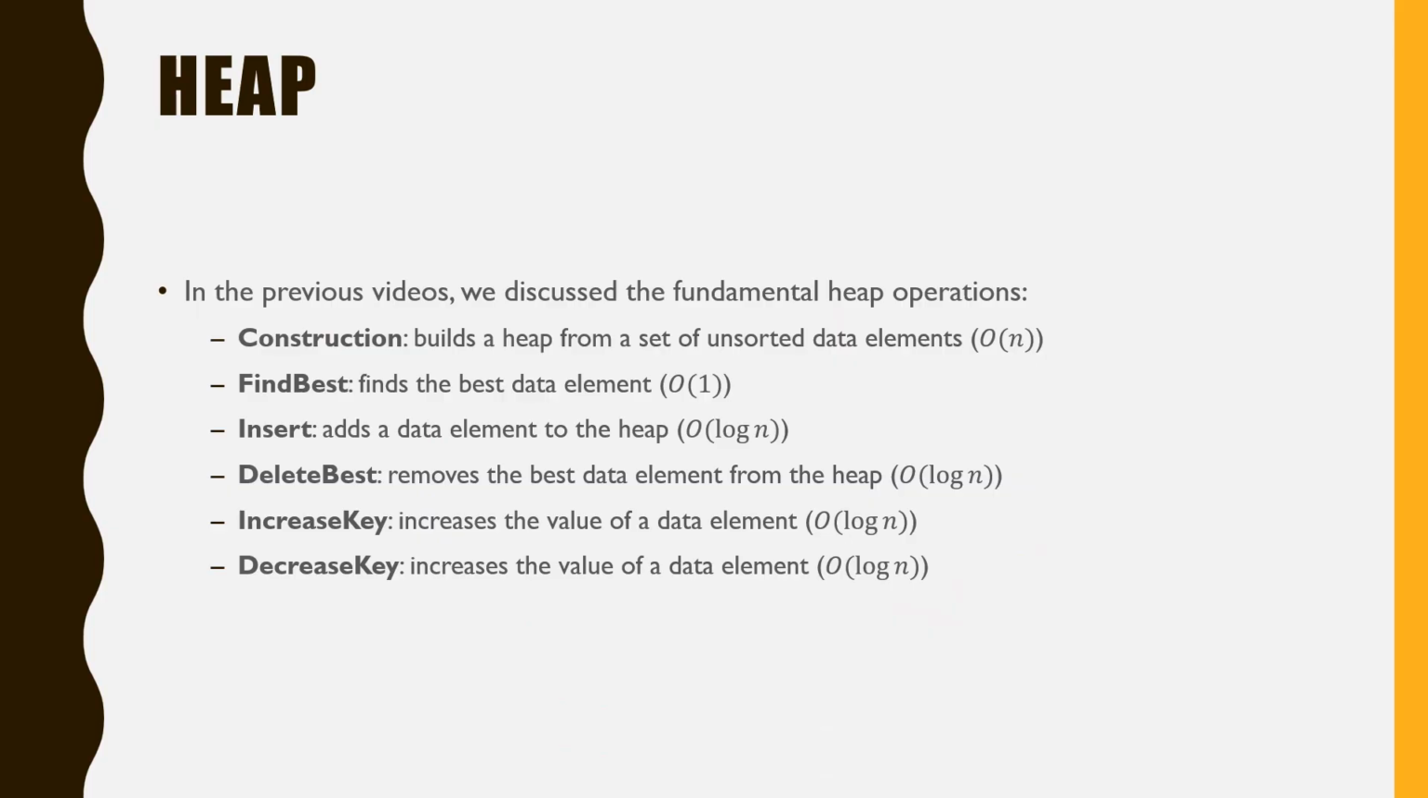In the previous videos, we introduced the binary heap data structure, a complete binary tree that satisfies the heap order property. In the max heap, each node is greater than or equal to its children. In the min heap, each node is smaller than or equal to its children.